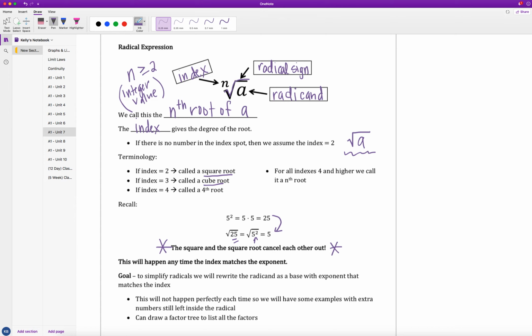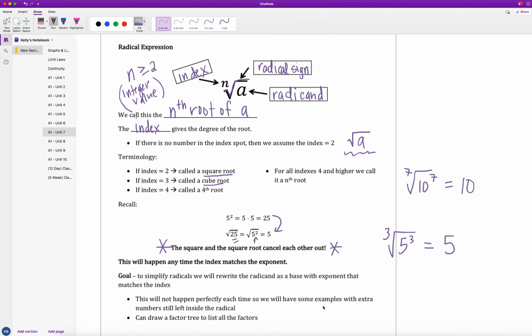And this happens for any index. This could happen for a cube root. If I have the cube root of, let's say, 5 to the third, because the index here matches the exponent, they would cancel each other out, and we would end up with just the base, which would be 5 in this example. We could do this for any root. Let's say I have the 7th root of 10 to the 7th. That would be equal to just 10, because the index is matching the exponent, so they cancel each other out.